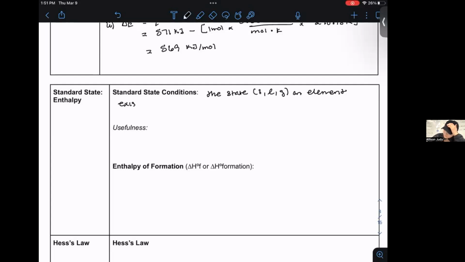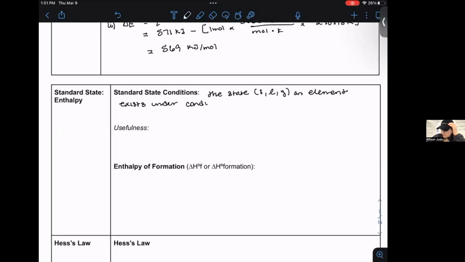exists under conditions of convention. And that convention for us is 25 degrees Celsius or room temp. Pressure, external pressure, being equal to 1 atm. And for any liquids or gases, having a 1 molar solution.